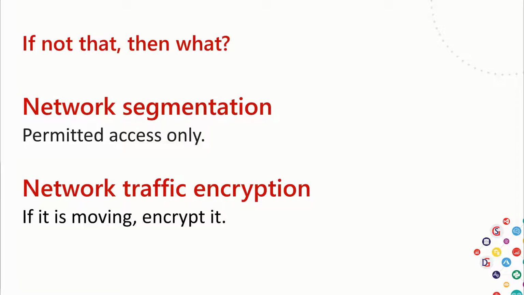If it's moving, then it can be intercepted. If it's running in the clear, then that's where your problem's going to be. And we're going to talk about a couple of the options you have for encrypting traffic between your applications, between your servers, things like that. Okay, so these are the two key principles we need to think about.